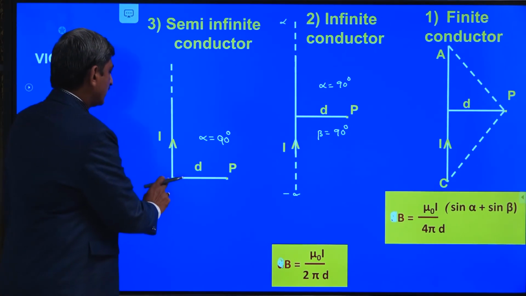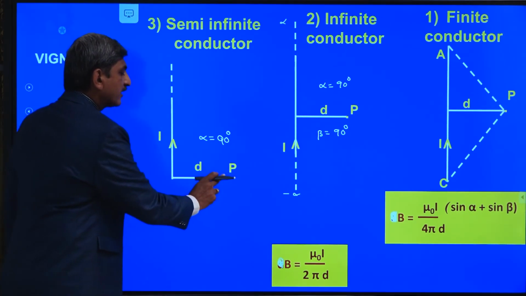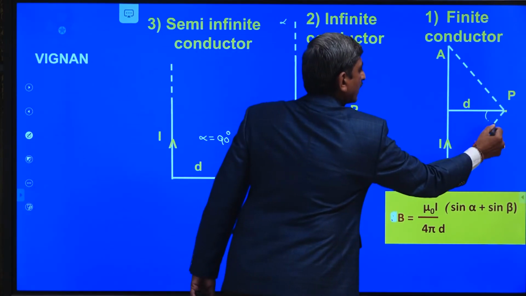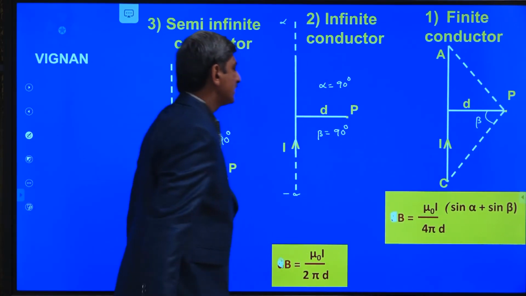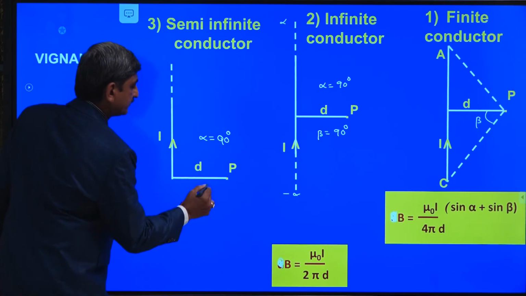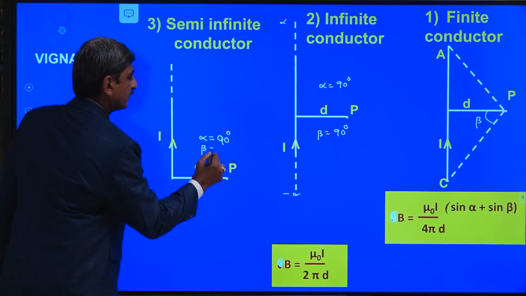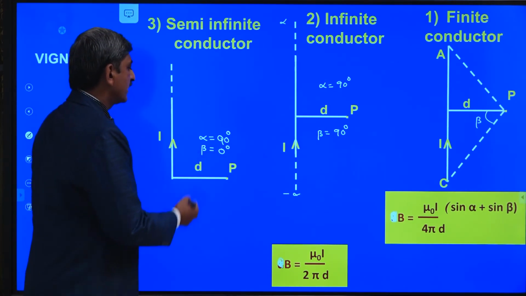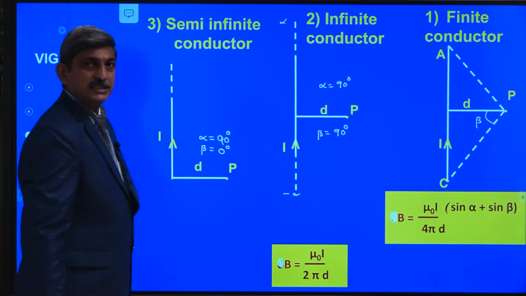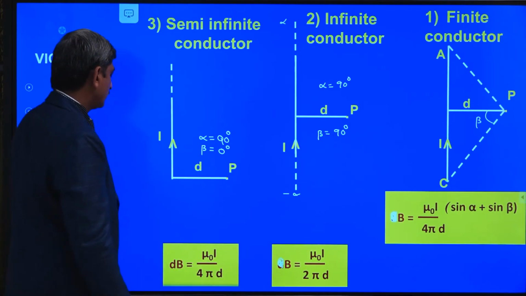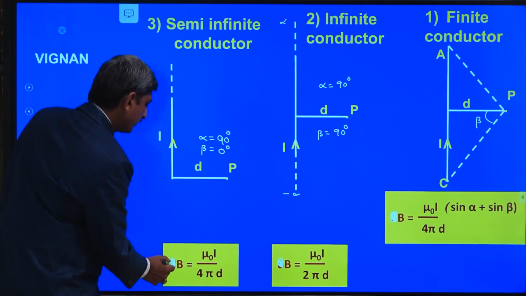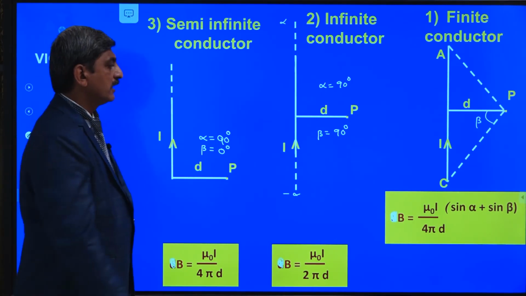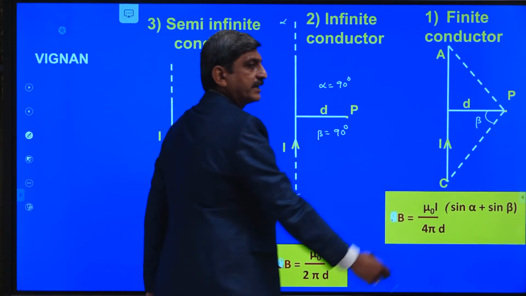Whereas the bottom end is perpendicular to the point P. That's why this angle beta is equal to 0 degrees. By substituting alpha equal to 90 degrees and beta equal to 0 degrees in that equation, we have B is equal to mu naught I divided by 4 pi d. Okay, this is for the finite conductor.